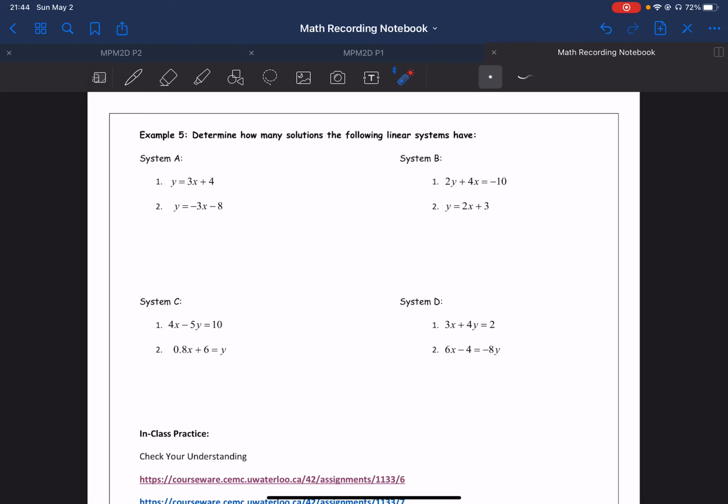Looking here, if you're quick and you just notice 3 and 3, 4 and 4, you could be like, oh, they have the same slope. But we need to be aware of our negatives. Pay attention to that negative. They have two different slopes. Two different slopes. That means they're going to have one POI.